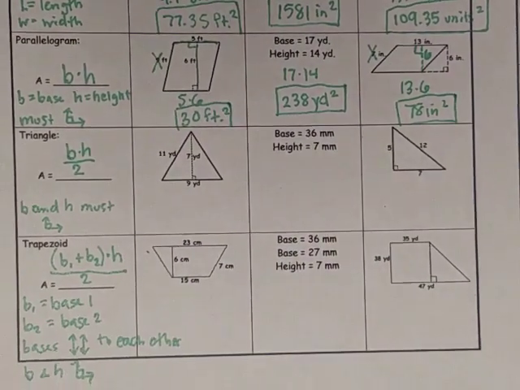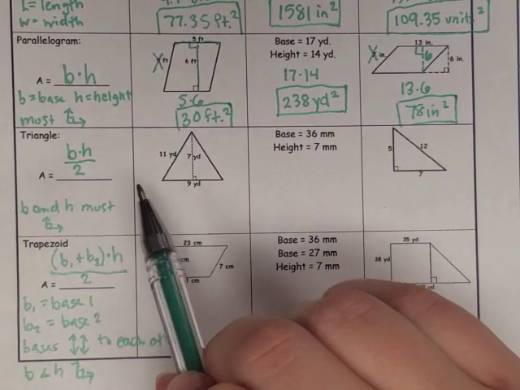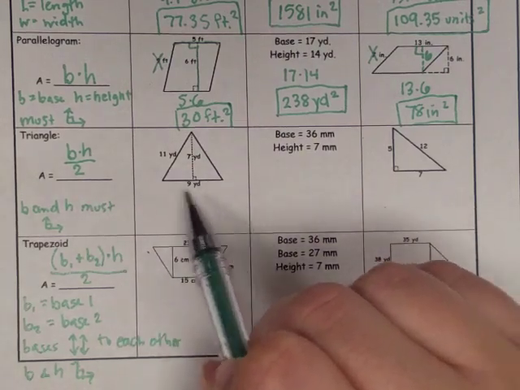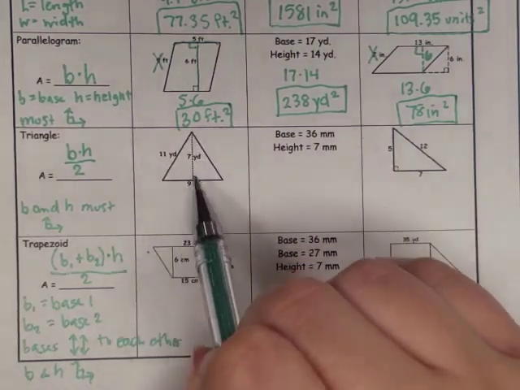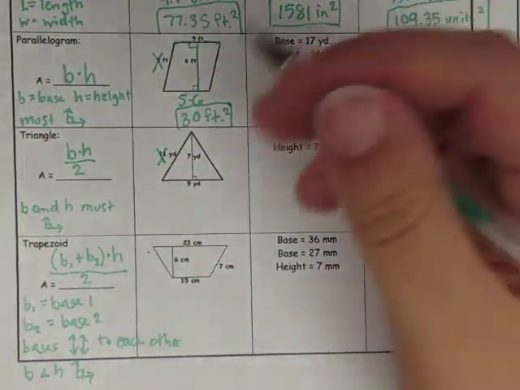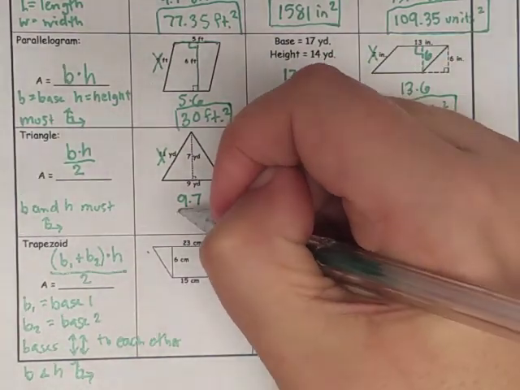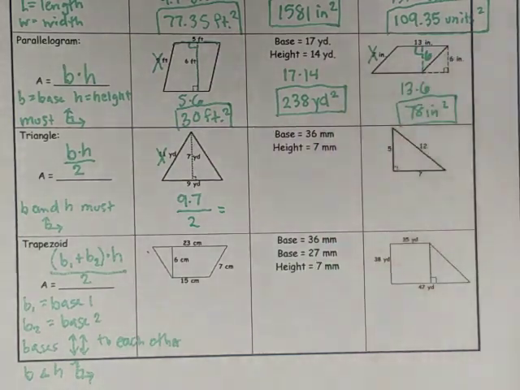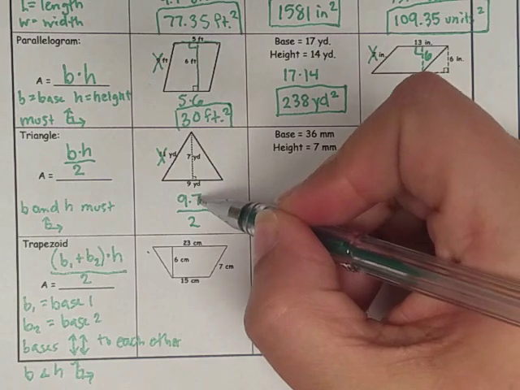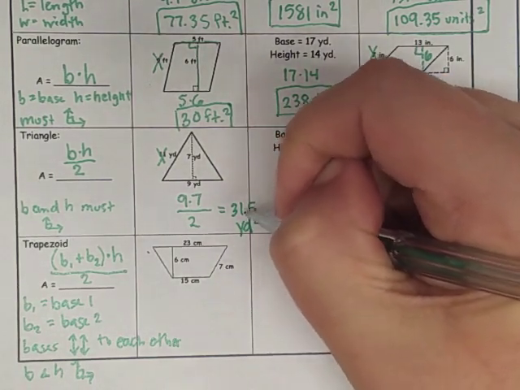All right, moving on to triangles. Triangles is base times height divided by 2. So again, base and height must be perpendicular to each other, and then we're just going to cut it in half. So looking at this triangle, the two dimensions that are perpendicular are the 9 and the 7, so we're not going to use the 11. So let's cross him out. So 9 times 7, and a lot of kids stop there and they forget to divide by 2. So make sure you put divided by 2 or multiply times a half. And 9 times 7 is 63, and 63 divided by 2 is 31.5 yards squared.